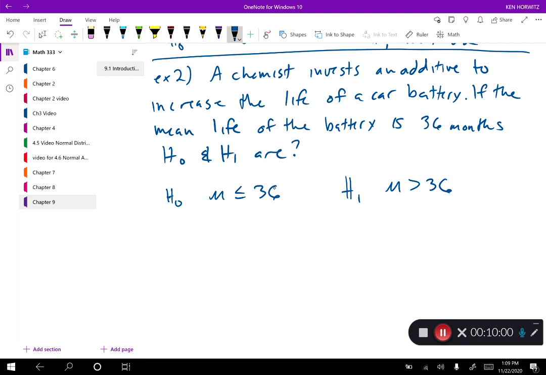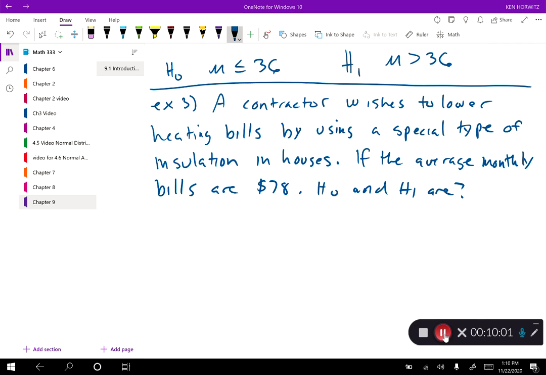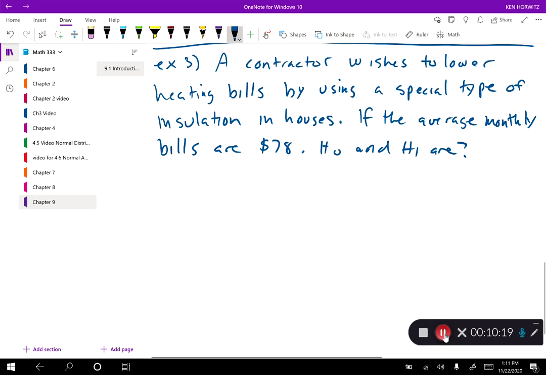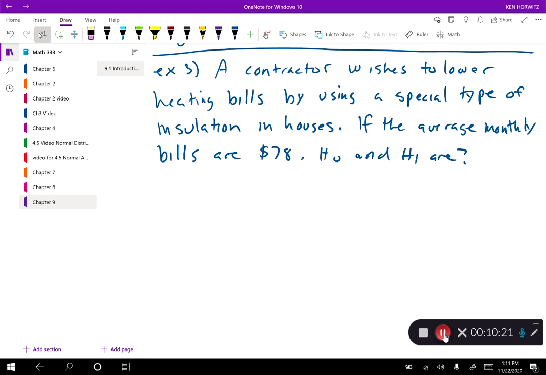All right, let's try one more example. My third example: a contractor wishes to lower heating bills by using a special type of insulation in houses. If the average monthly bills are $78, H0 and H1 are. Again, we have no other information except for the potential to know what our null and alternative hypotheses are.